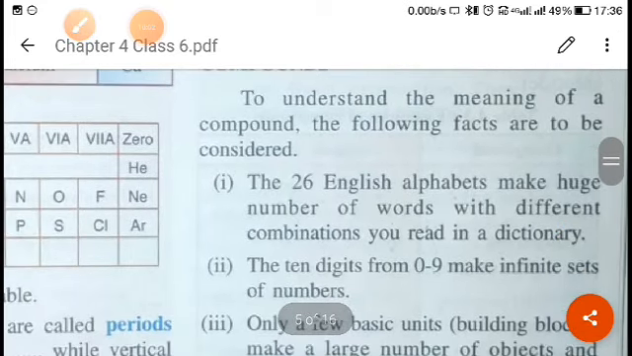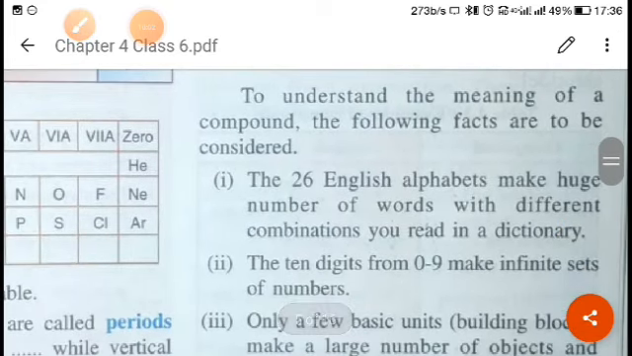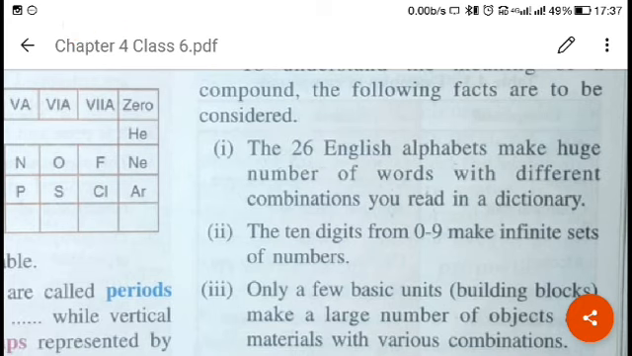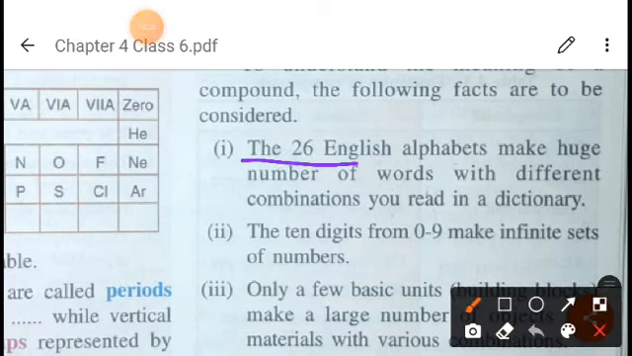Right, now compound. To understand what a compound is, there are three to four tricks given here, so I will try to explain with these. As we know, there are 26 English alphabets, right? And from these 26 alphabets, we are making a huge number of words, right?